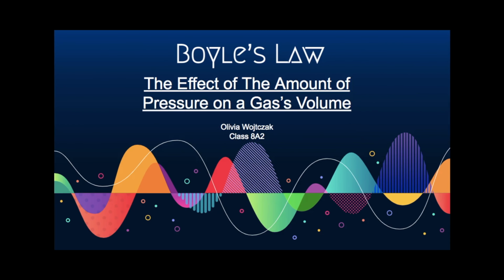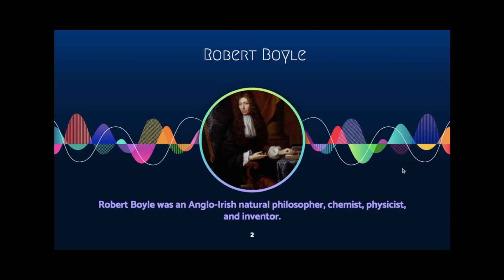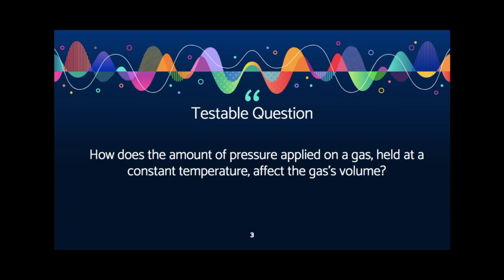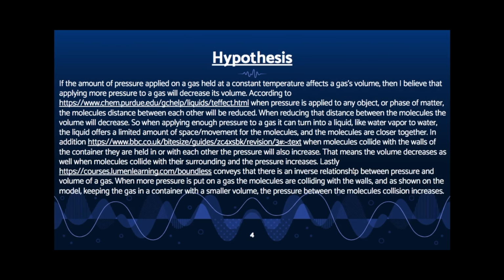My experiment is the effect of the amount of pressure on a gas's volume, which is a recreation of Boyle's law. Boyle's law was proved by an experiment performed by Robert Boyle, who was a chemist and physicist. My testable question is, how does the amount of pressure applied on a gas held at a constant temperature affect the gas's volume? My hypothesis is that if the amount of pressure applied on the gas held at a constant temperature affects a gas's volume, then applying more pressure to a gas will decrease its volume.